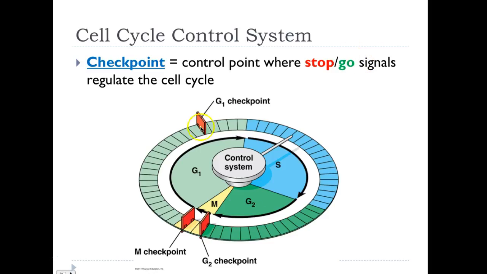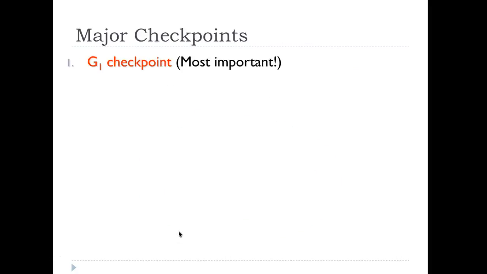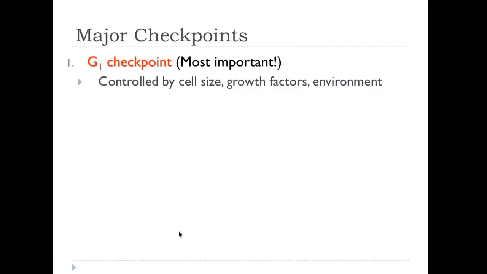And if you look, you have the G1 checkpoint. At the end of G2, you're going to have a checkpoint. And in meiosis, during metaphase, you're going to have another checkpoint. So the M checkpoint. So the major checkpoints is the G1 checkpoint. That is the most important because it's going to look at these control factors such as cell size, growth factors, and the environment of the cell.